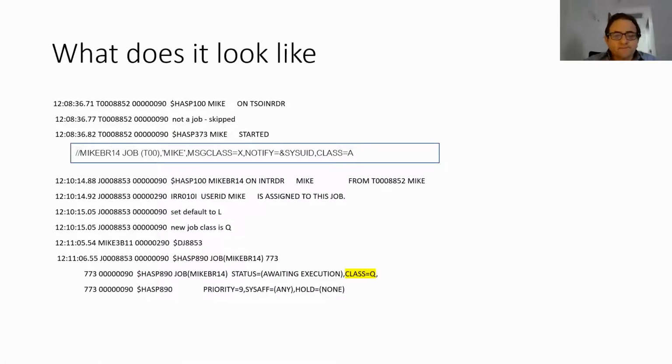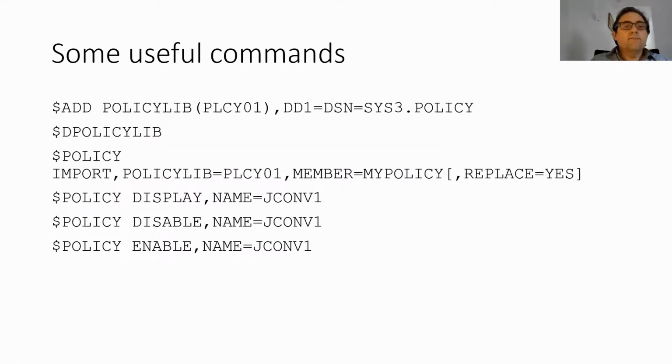So what does it look like? I log on with my TSO user. I get that message that it's not a job, and it gets skipped because I'm not going to give my TSO user a job class. My TSO user is started. I submit my job. And then first of all, I set it to a default of L, and then I go and do my parsing here of what comes after the T. I find 0, I say, great, this is job class Q. I give it new job class Q, and then just to show you that I'm not pulling your leg, I display the job, and it is indeed class Q, even though it had class equals A on the job card. Some useful commands when you're dealing with this.